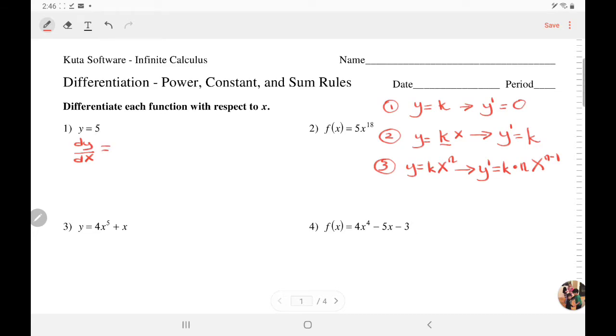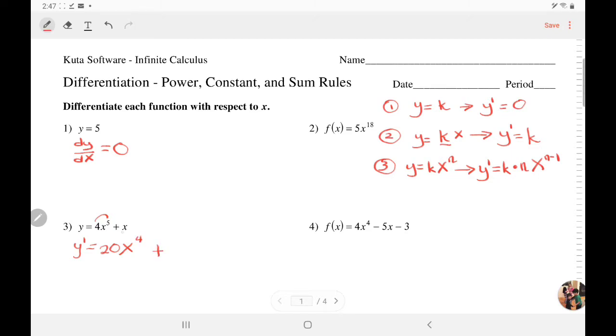Since 5 is a constant, we'll use the first rule. The derivative of a constant is 0. Let's try number 3. The derivative of y, we can write y prime or dy over dx. Use rule number 3, where you multiply the constant 4 and the power 5. So that's 20x, and according to our rule, you subtract 1 from the power. So 5 minus 1 is 4.